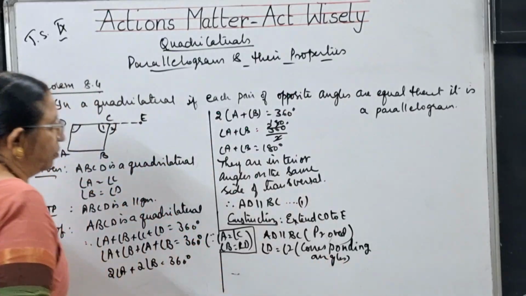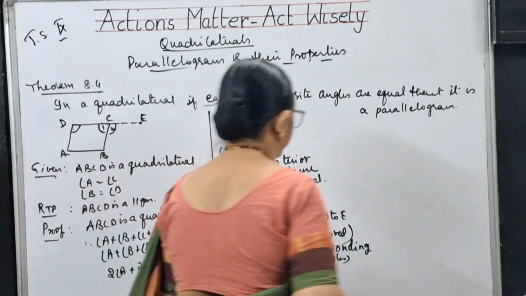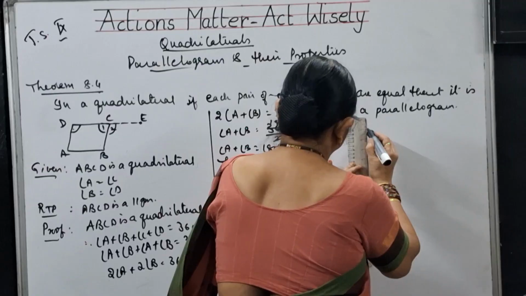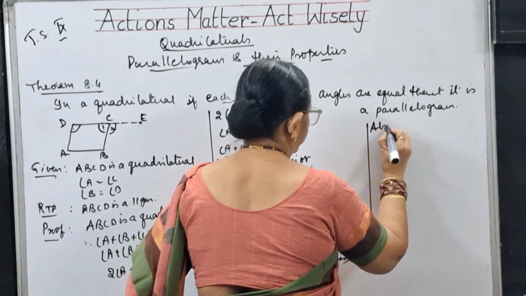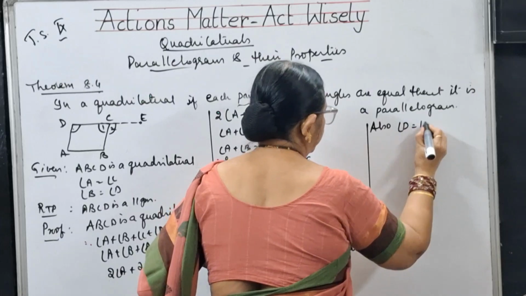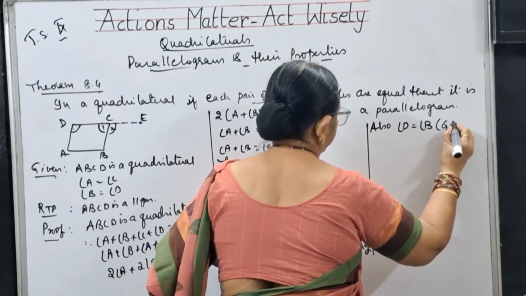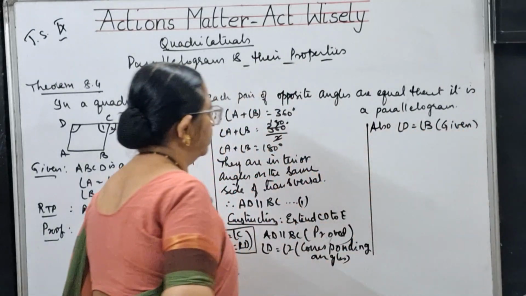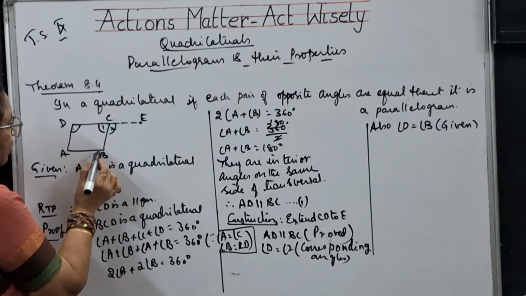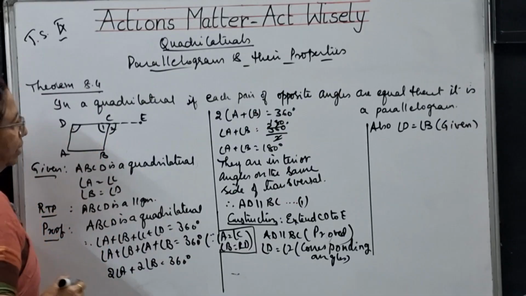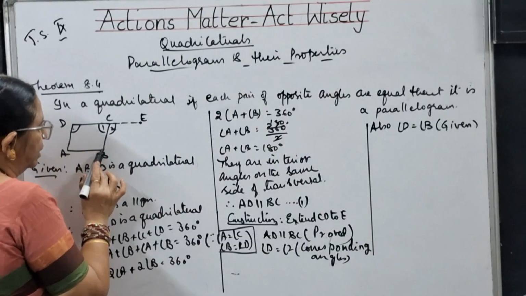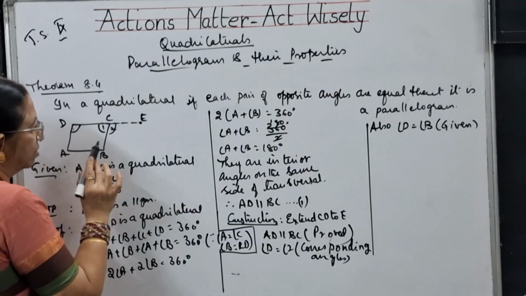So they are equal. And also angle D is equal to angle B. This is given to us. They have given angle D is equal to angle B. We got angle D is equal to angle 2. They are corresponding angles. Angle D is equal to angle B. It is given to us.